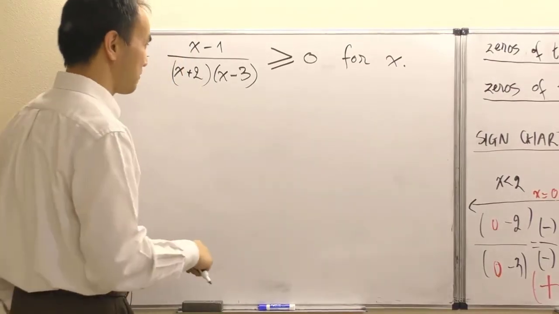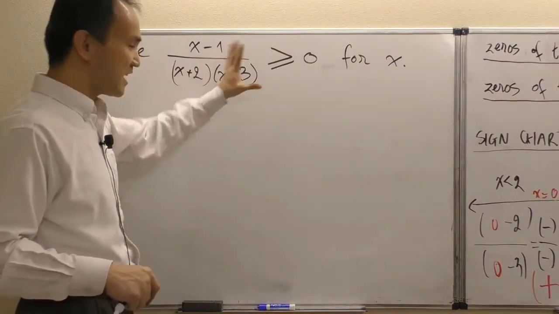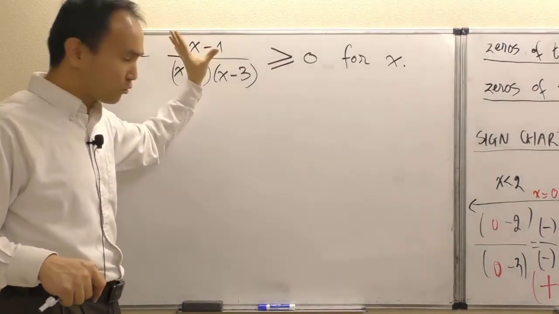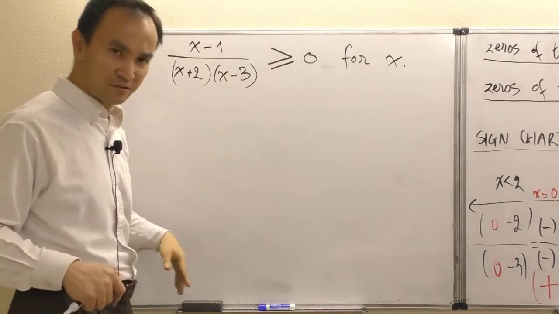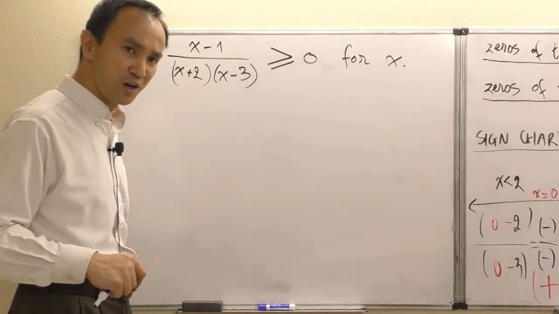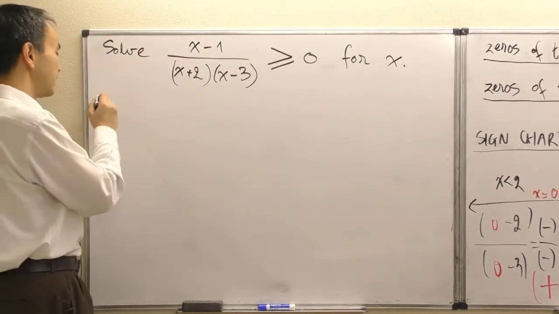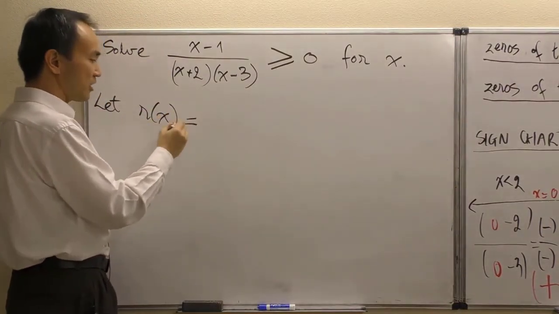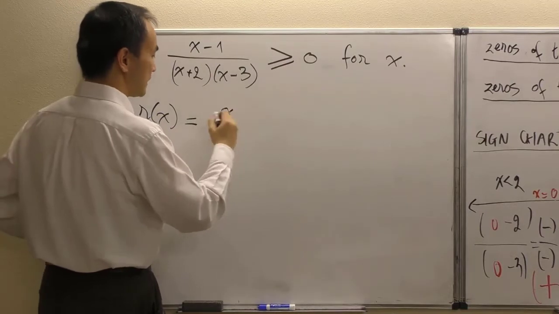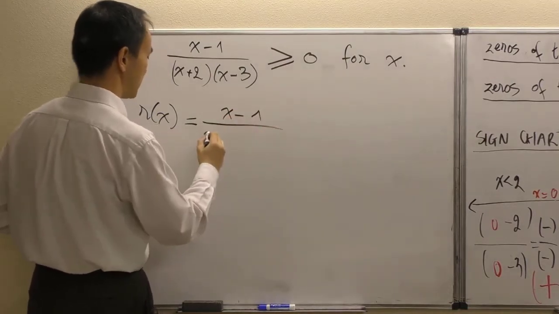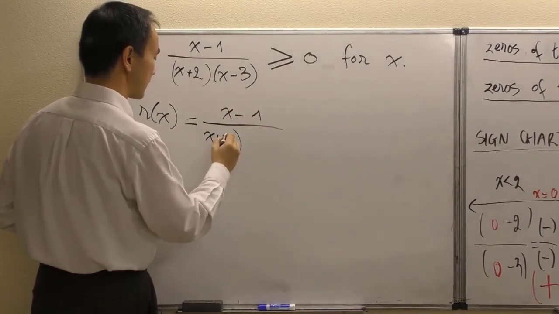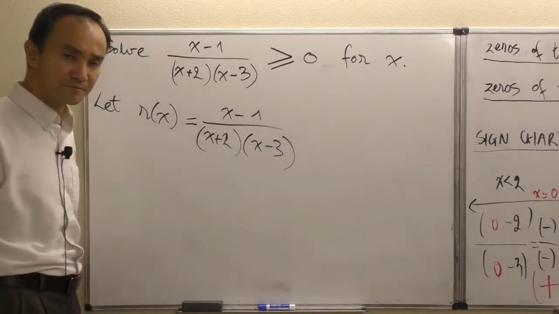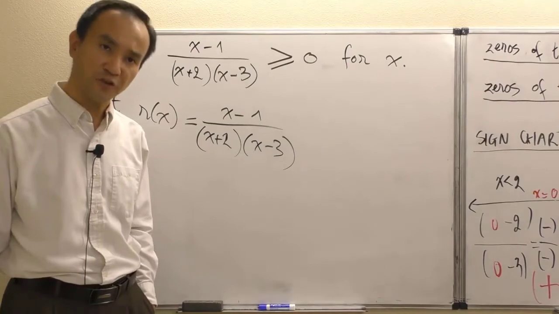All right, so now it's already the easy case. Everything is on one side. All the non-zero things are on one side, successfully factored out as one rational expression, one rational function. So I'm going to start out by letting a function r of x equal x minus 1 all over (x plus 2) times (x minus 3) in the denominator. So there we have our rational function.